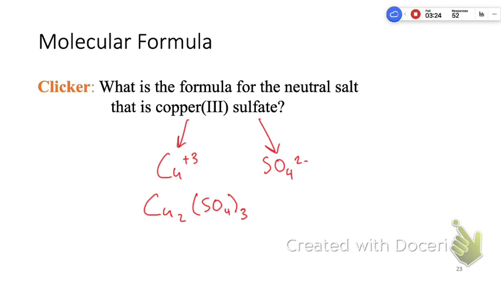So that's the answer. What's the answer right? So if we look at this now, we have copper plus 3, copper plus 3. We have 2 of those. And then we have SO4 2 minus, SO4 2 minus. We have 3 of these, 2 of these. How many pluses do we have total? We have 6 positive charges. How many negatives do we have? 6. So that's the right formula.